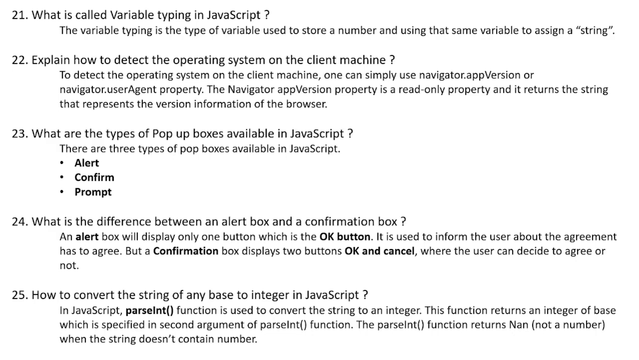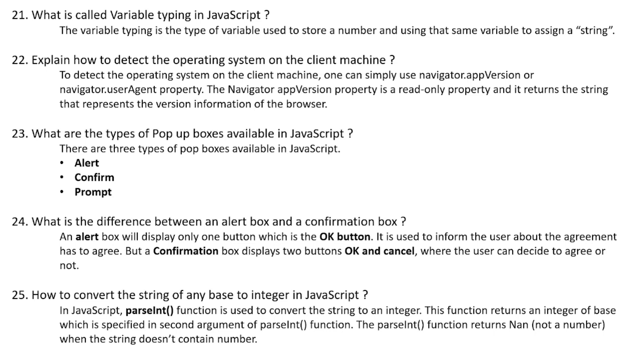Question 24. What is the difference between an alert box and a confirmation box? Answer. An alert box will display only one button, which is the OK button. It is used to inform the user about an agreement the user has to agree to. But a confirmation box displays 2 buttons, OK and Cancel, where the user can decide to agree or not.